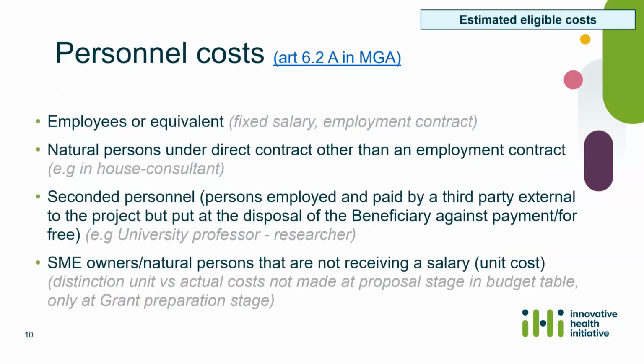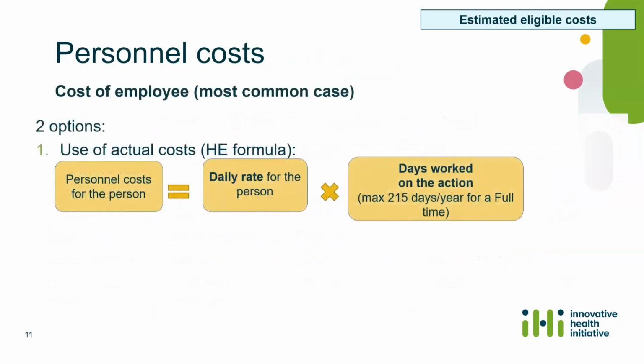You could also have, in this category, cost for seconded personnel. So that's when you have a person that is employed and paid by a third party external to the project, but put at the disposal of the beneficiary against some payment or for free. And you can also have in this category cost for SME owners or natural persons that are not receiving a salary.